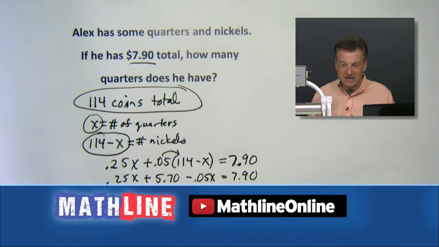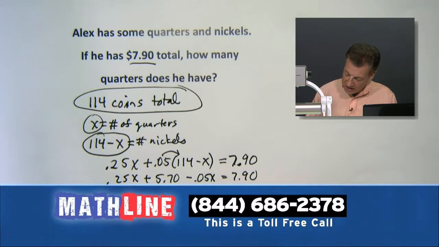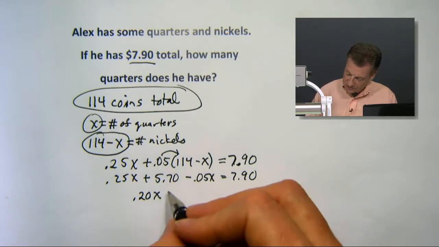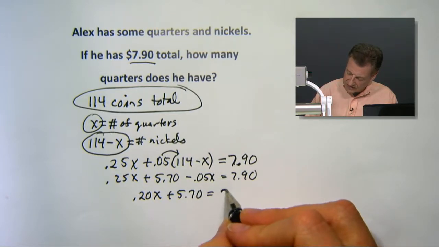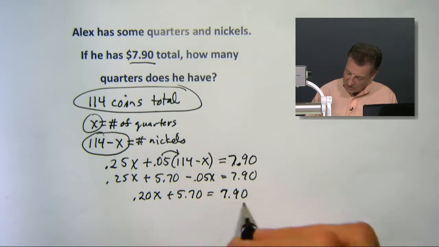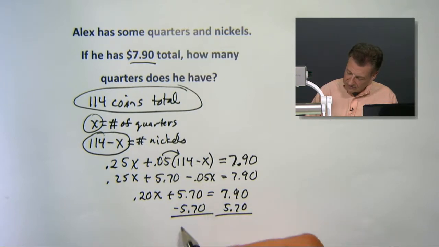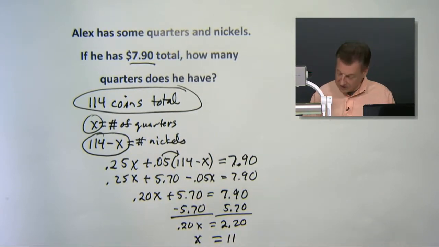All right, so now let's put these little guys together and see where it goes. We're going to end up with 0.20x, which is 20 hundredths, and then we have 5.70. We're going to move it around. We got 7.90, and we move the 5.70, and we get 0.20x equals 2.20. And you know what happens? We get X equals 11. Oh my goodness, X equals 11.